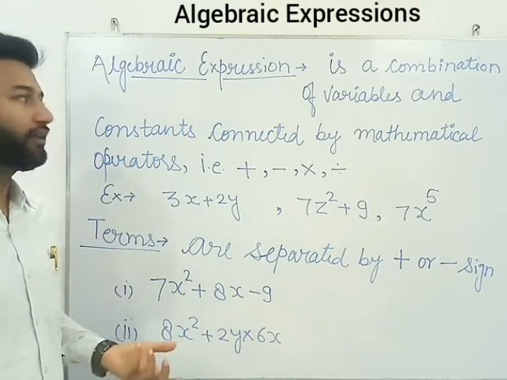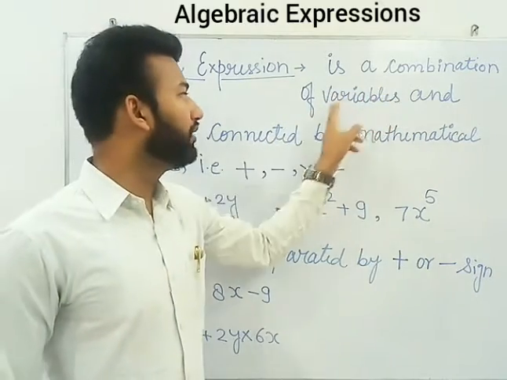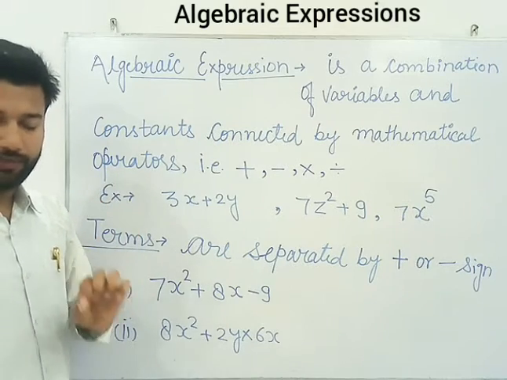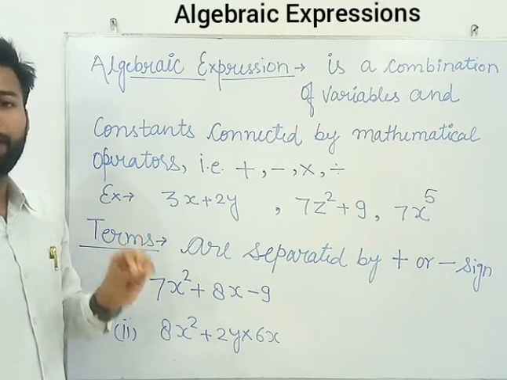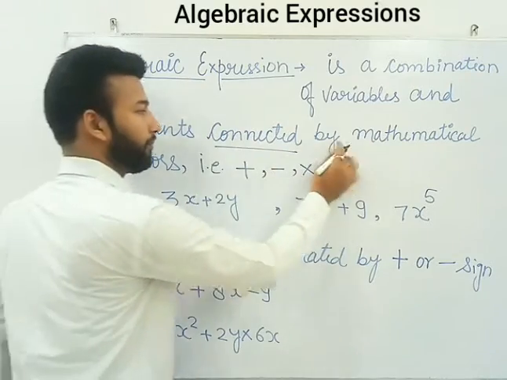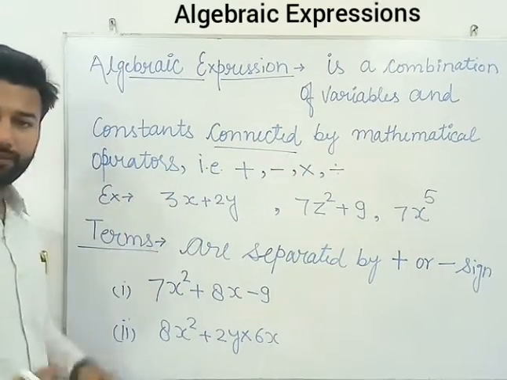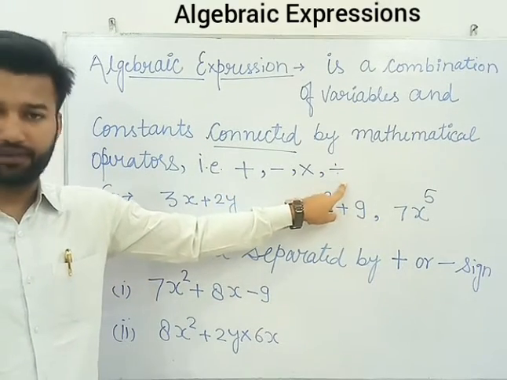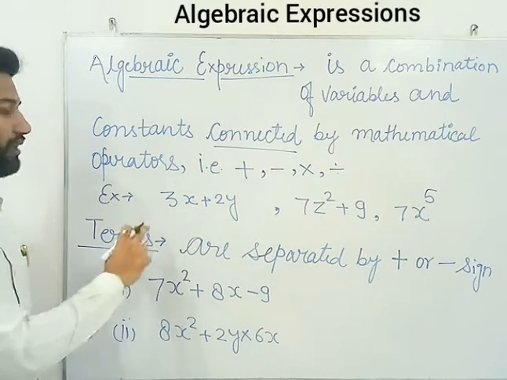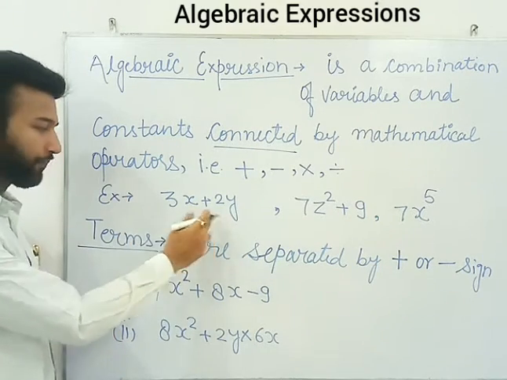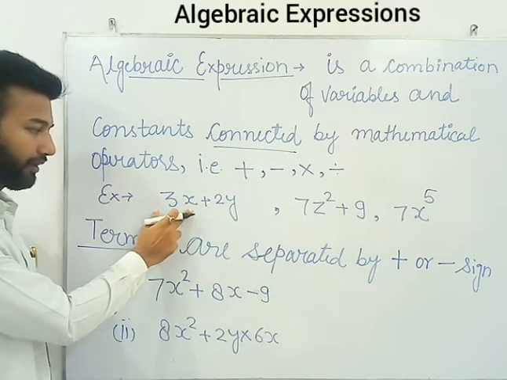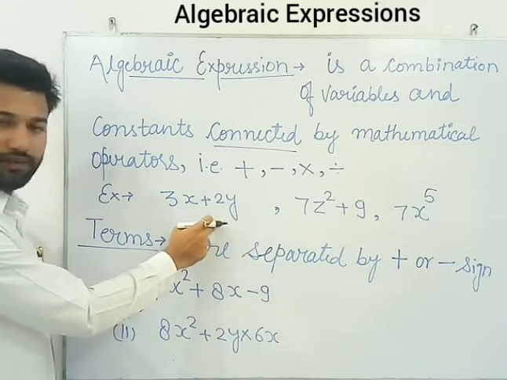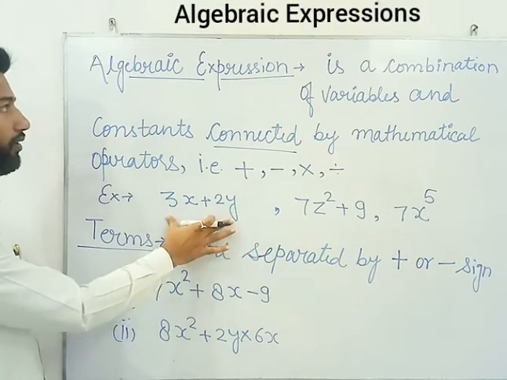Now the next topic is the name of the chapter, algebraic expression. What is an algebraic expression? It is a combination of variables and constants connected by mathematical operators. Mathematical operators are plus, minus, multiply or divide. Examples of algebraic expressions are 3x plus 2y. Here you can check, this contains a variable term, plus a mathematical operation, again one term. So this is an example of an algebraic expression.